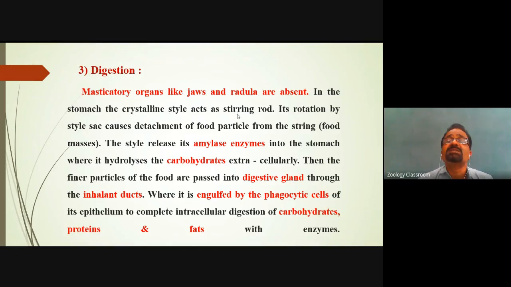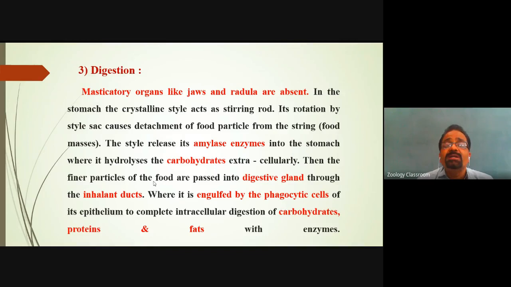Crystalline style acts as the stirring, अन्न घुसळण्याचं, ढवळण्याचं काम that crystalline rod is doing. Its rotation by style sac causes the detachment of the food particles from the food masses. जी अन्नाची साखळी तयार झालेली असते त्या साखळीचे परत तुकडे, the string is broken with the help of this rotation of this rod when it strikes the gastric shield which is present on the dorsal side. And while doing this, style releases the enzyme into the stomach which hydrolyzes the carbohydrates extracellularly, म्हणजे स्टमकच्या कॅव्हिटी मध्ये.